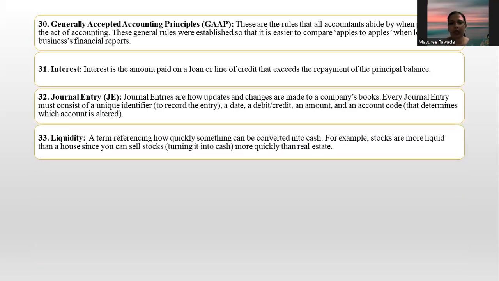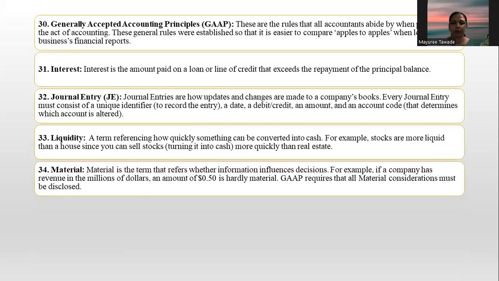Liquidity, a term referring to how quickly something can be converted into cash. For example, stocks are more liquid than a house since you can sell stock, turning it into cash immediately. Material. So material is the term that refers to whether information influences a decision. For example, if a company has revenue in billions of dollars, an amount of 0.50 is hardly material. So GAAP requires that all material considerations must be disclosed.